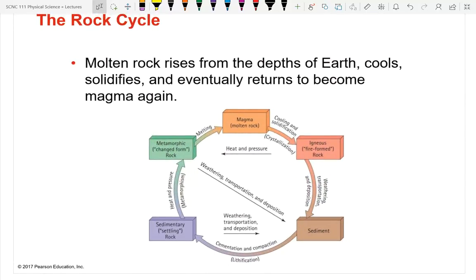For the rock cycle, we'll end here. This is a cycle of how rocks are made. I always start at the top here with molten rock, because whenever you melt rock, you know you're going to start with one type of rock. Molten rock is going to freeze and form igneous rock, igneous meaning fire formed, because it was melted.